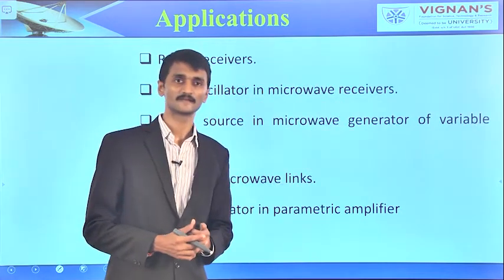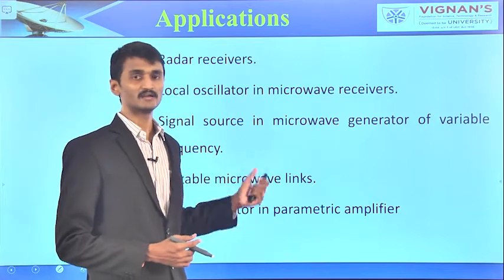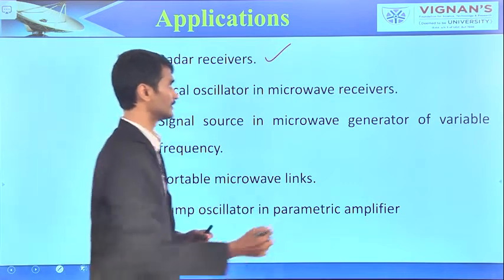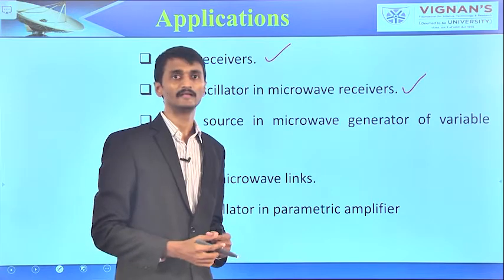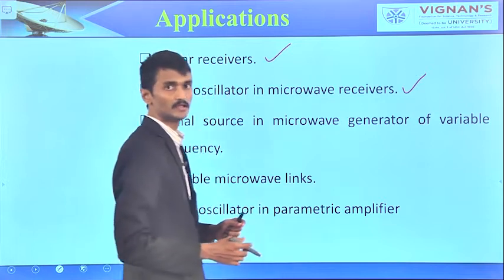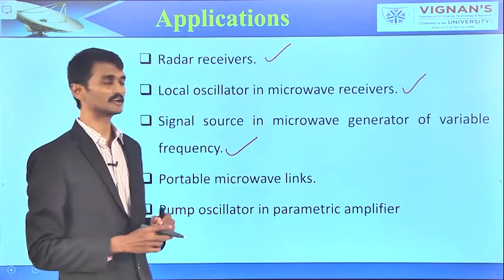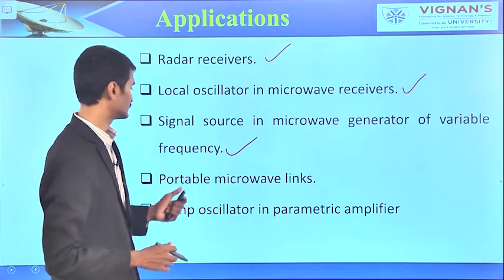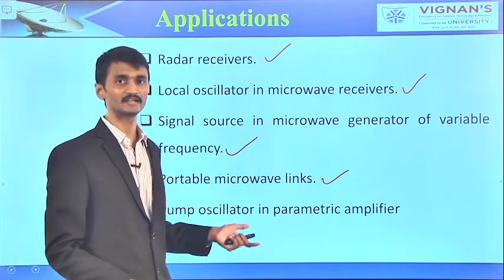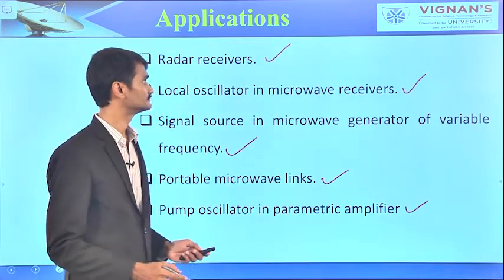So coming to the applications, the applications of this reflex Klystron are, as already I mentioned, useful in radar receivers, and local oscillator in microwave receivers, signal source in microwave generator of variable frequency, portable microwave links, and it can be used as pump oscillator in parametric amplifiers.